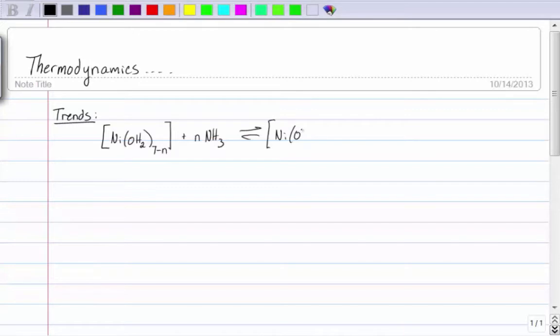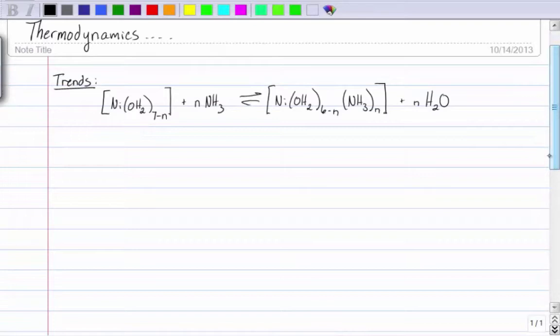So this is a general formula for a reaction of nickel with ammonia. And there are some trends in the formation constants here. So Kf is your formation constant. When N is 1, I'm going to put the log of the formation constant, which is directly related to the formation constant. So the log of the formation constant is 2.72.